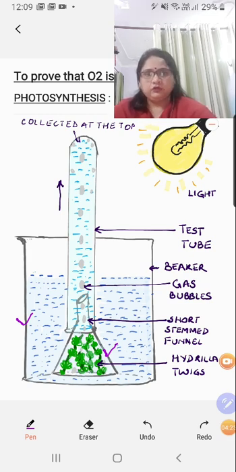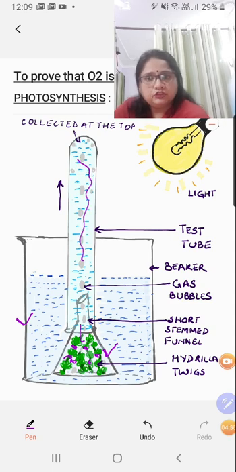After some time, you just have to keep it in light for some time, and hydrilla gives very quick result, right? Within say 10 to 15 minutes, the students who performed this experiment start seeing bubbles evolving. First of all, the bubbles are accumulated here only because so many twigs of hydrilla are there, right? So they are collected here, and then one by one they just pop up and go to the top, if you can see, right children?